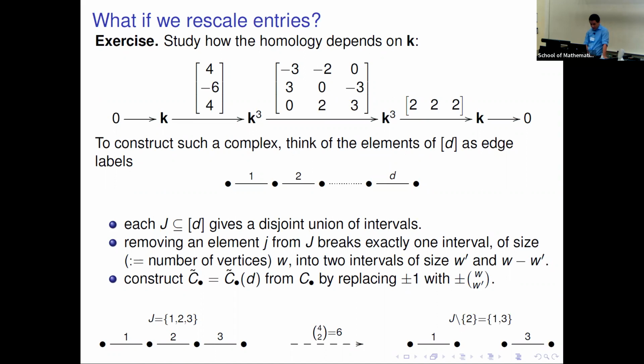So for instance, from the interval of size 3, over here, I remove the middle guy, it breaks up into 2 intervals of size 2, and I write 4 choose 2 with an appropriate sign. Okay.